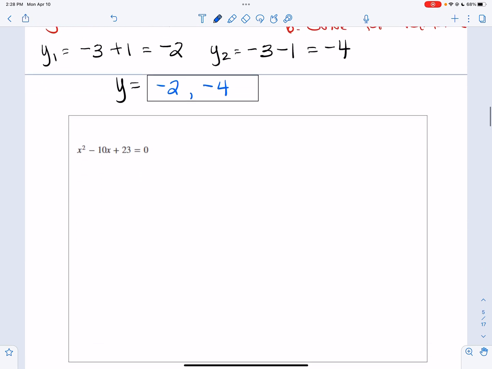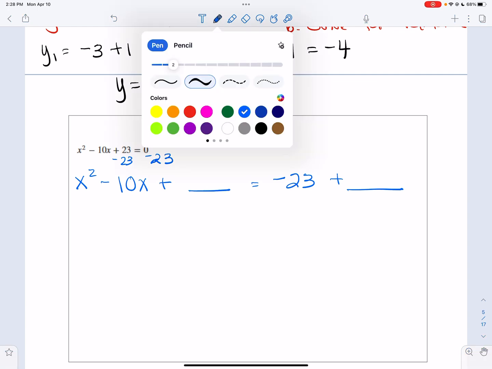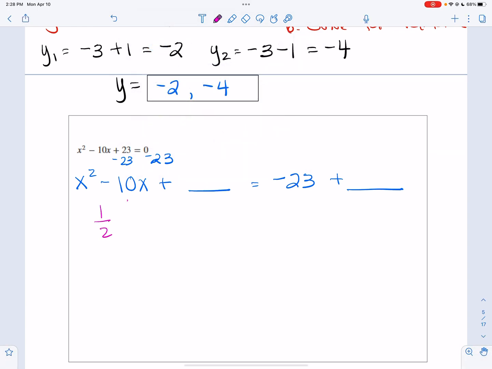Now this one doesn't have that constant over to the other side, so that's the first thing we need to do. And then we can write x squared minus 10x. I can go ahead and add my blank equals -23 plus blank. I take half of -10, which is negative 5. I square negative 5, which is 25. And that goes in both blanks.